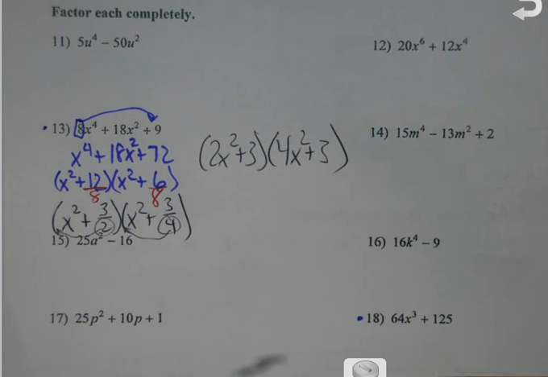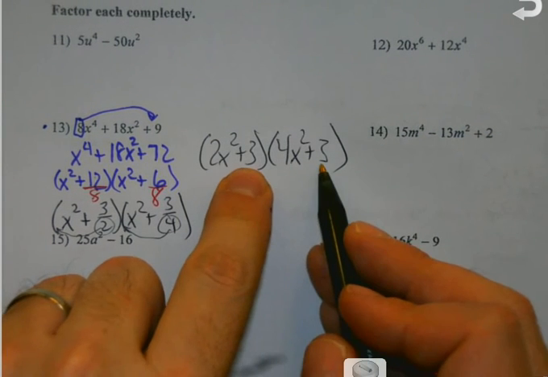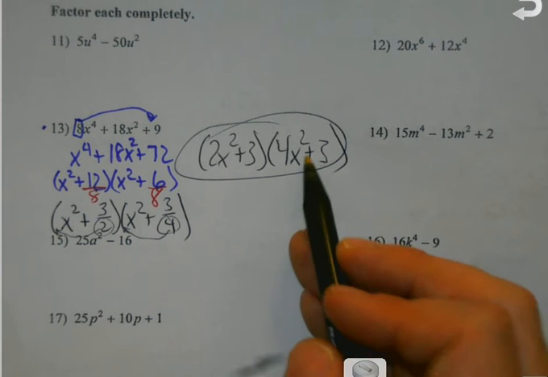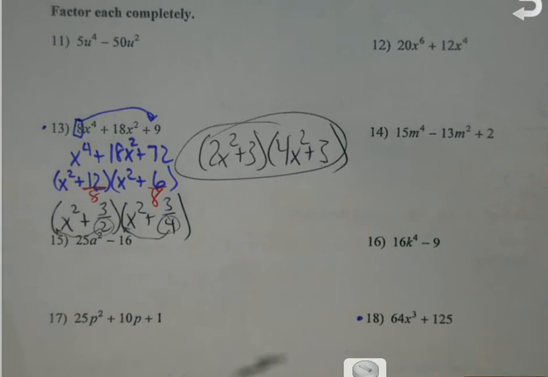And you also check to make sure that you can't factor any further. 3 isn't a perfect square. I can't go any further. Even if that was 9, I can't, because there's no such thing as sum of squares.